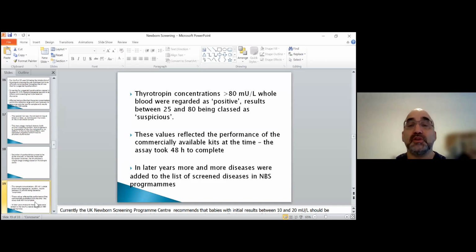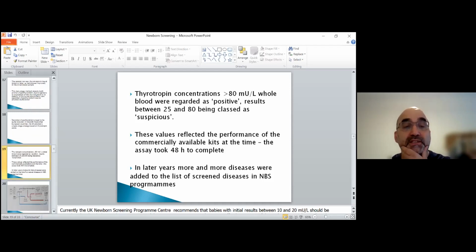In the beginning, it was set at 80 milliunits per liter whole blood as positive, and between 25 and 80 was borderline. Things have moved. It was a very long process at the time. As you all know, immunoassays took a long time to become fast and quick tests. At the time, it took 48 hours to analyze one TSH sample or one batch of TSH samples. And then in later years, more diseases were added on in addition to the TSH.